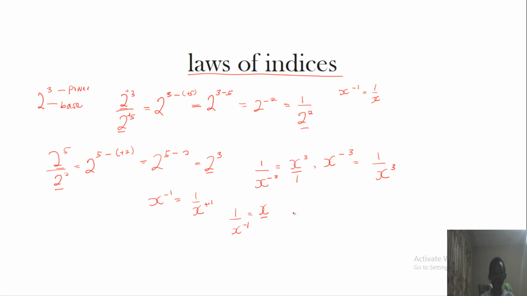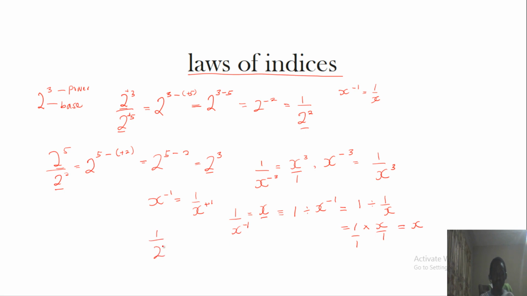Basically, what this simply means is you have 1 divided by x raised to the power minus 1. And we know that the same thing is 1 divided by 1 over x. Then, changing the sign, x will go up while 1 will come down over 1. Basically, that will give you x. Therefore, 1 over x raised to the power minus 1 will give me x.